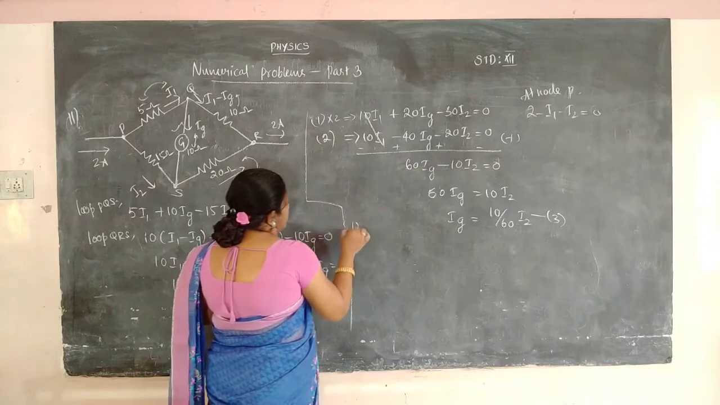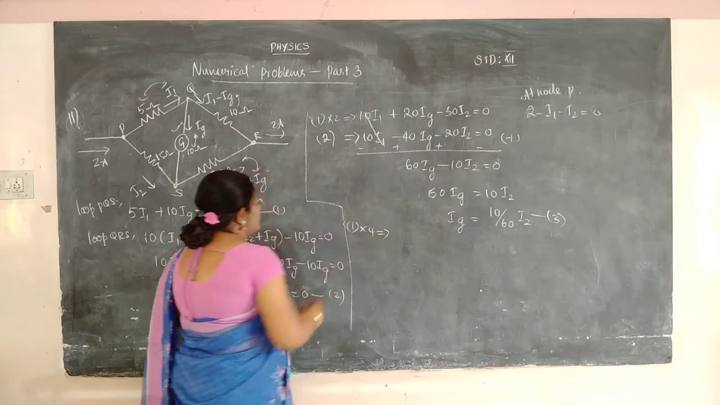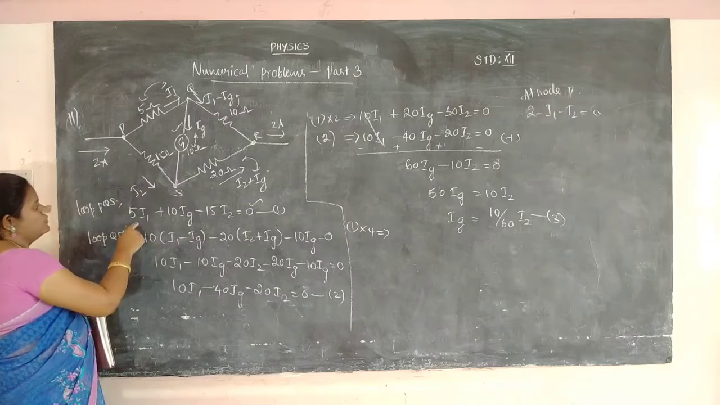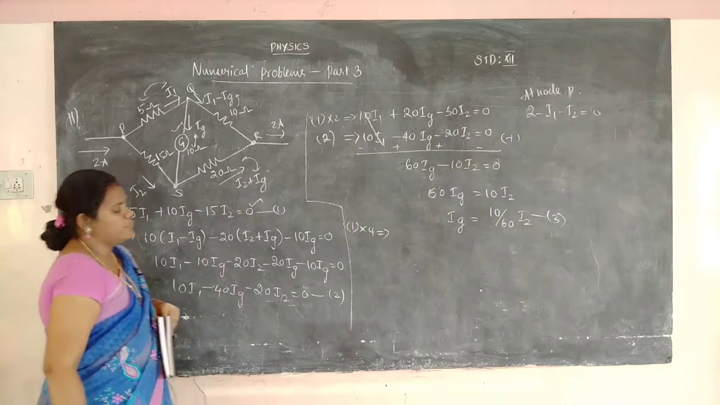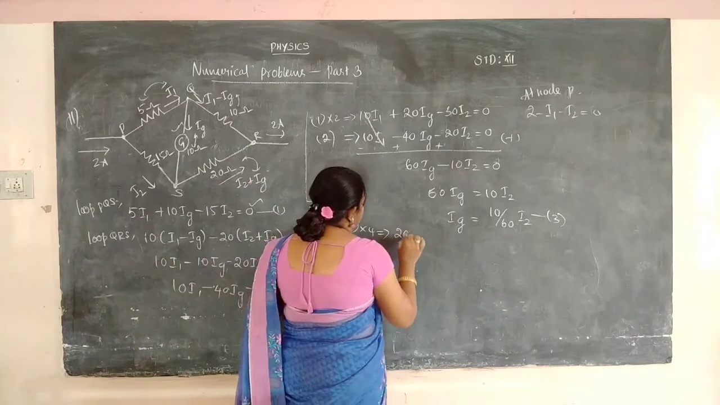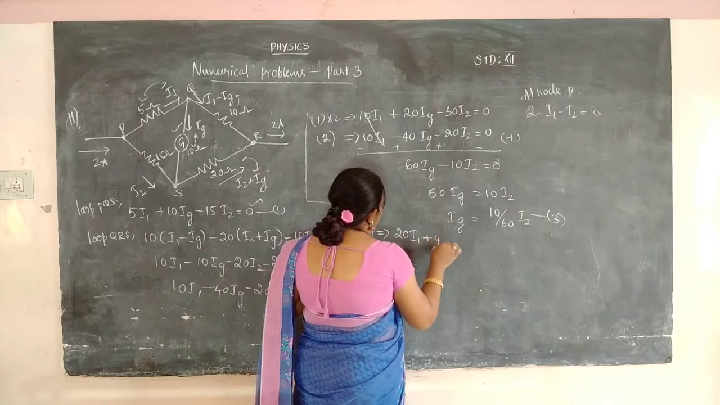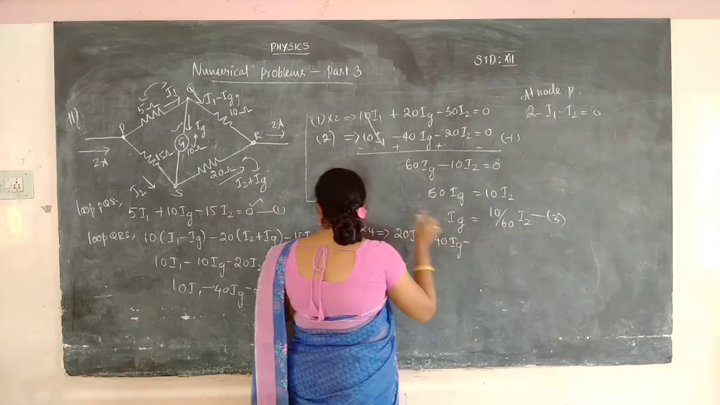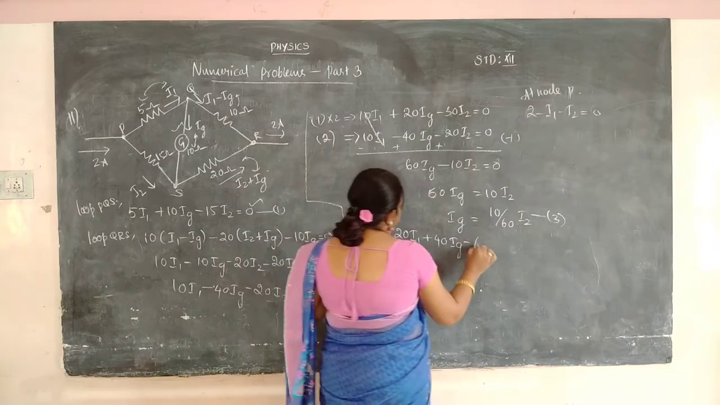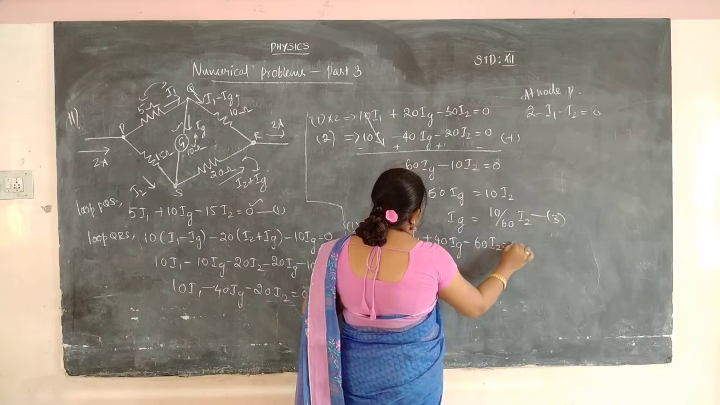First equation is multiplied by 4. So 5 into 4, 20, so 20i1. Then 10 into 4, 40ig, minus 15 into 4, 60i2, it will be equal to 0.